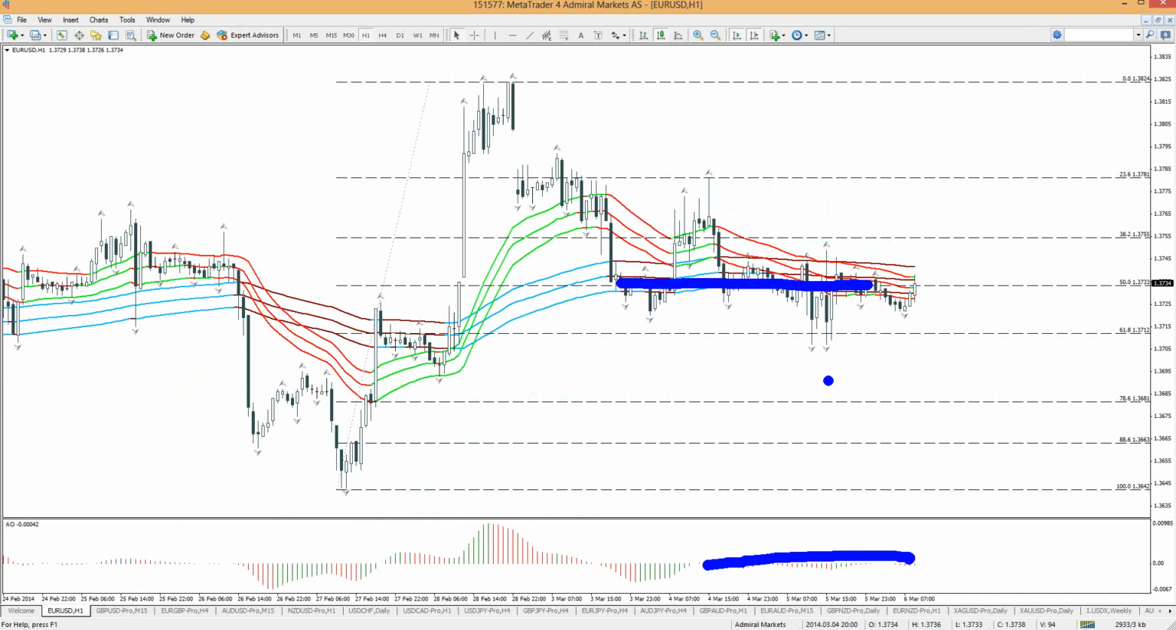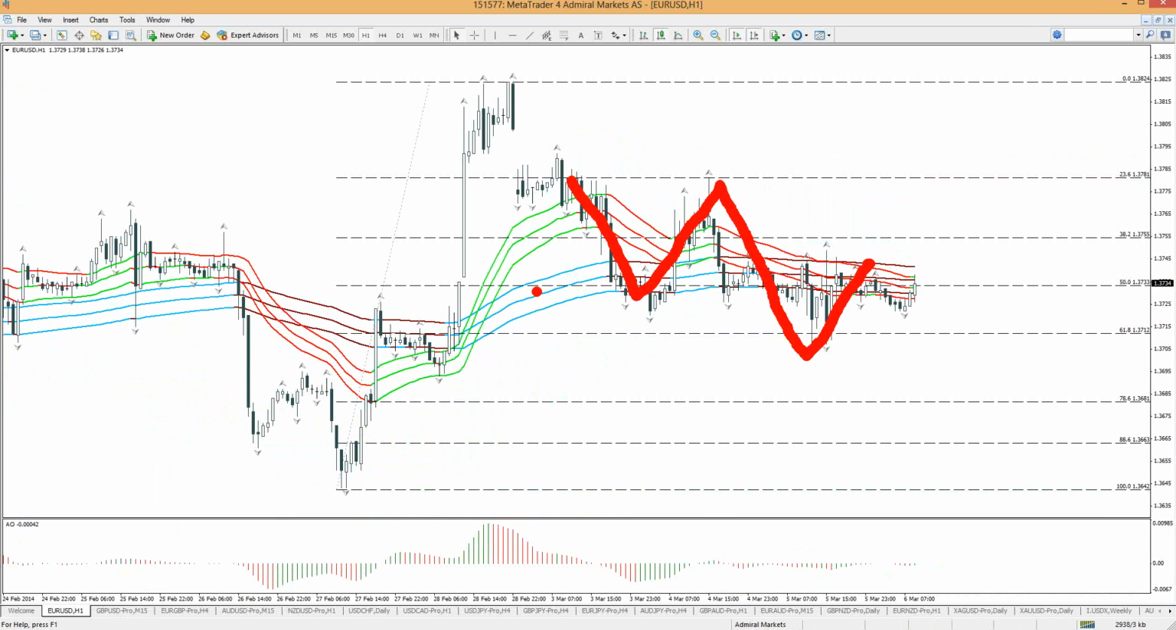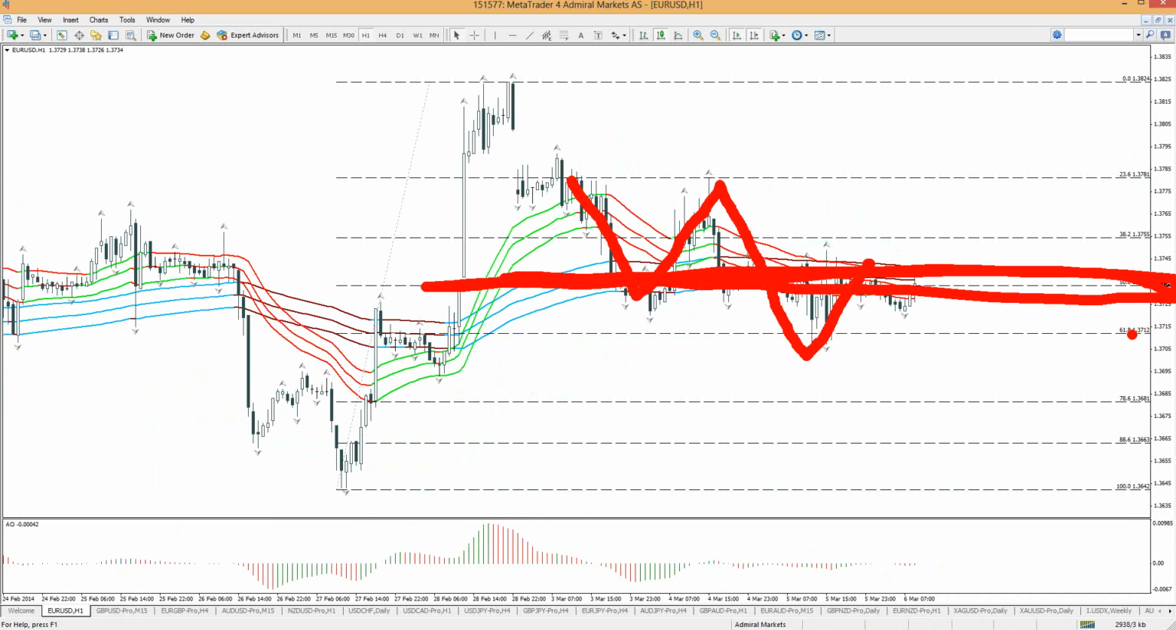What does that mean? Total lack of any power movement, right? We went back to the moving averages, bounced off them, went under them, went back to them, flat, flat, flat. I can't emphasize that more. It's as flat as Holland.